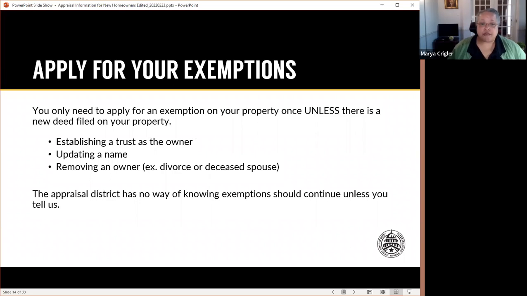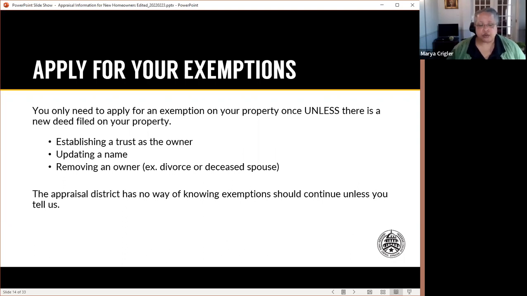You only need to apply for an exemption on your property once, unless there's a new deed filed on your property or the chief appraiser asks you to reapply. And we do occasionally audit our applications and ask people to reapply so that we can verify that they are still qualified. We do that just based on some general algorithms based on time. But occasionally you will get a request for a new application. It's very rare, but occasionally that will happen.